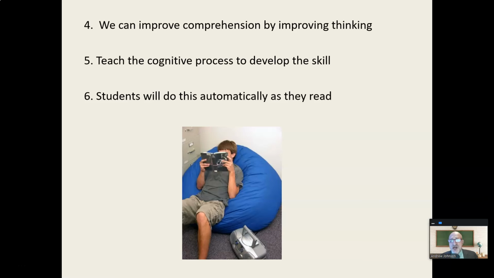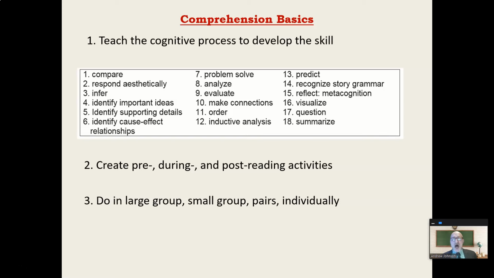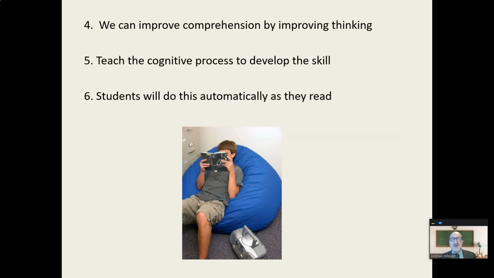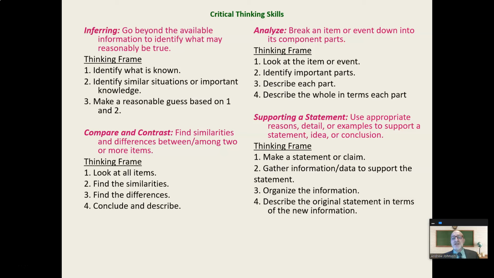We teach the cognitive process, the thinking process, to develop the skill. Skill in reading is something you do automatically without thinking about it. We want students to engage in these cognitive processes automatically during the act of reading without thinking about it. For example, inferring. Here is the skill and the steps. We call it a thinking frame. We teach them very specifically. Step 1, step 2, step 3, to compare and contrast, to analyze, to support a statement. Step 1, step 2, step 3. We are very explicit about this.